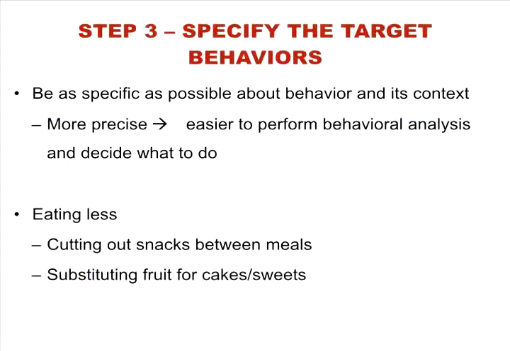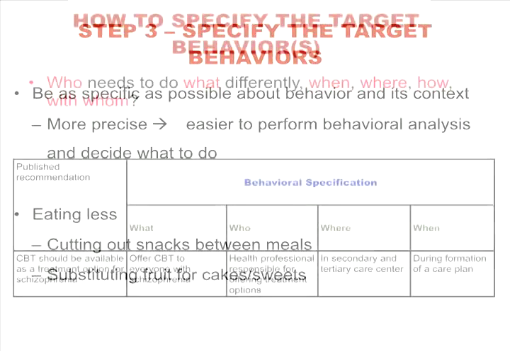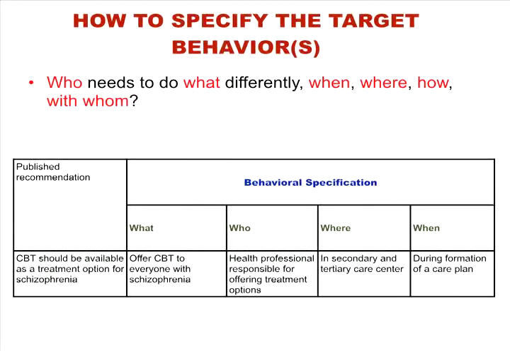So once you select the target behaviors, you want to be as specific as possible about what it is and where it's happening. The more precise you are, the easier it is to figure out what is preventing that behavior from happening. So if you had a behavior of eating less, think about what you actually want people to do: cutting out snacks between meals, substituting fruit for cakes or sweets. It's much easier to figure out why people aren't cutting out snacks than just to say eat less. It's very hard to figure that out. So again, you want to specify this in detail.